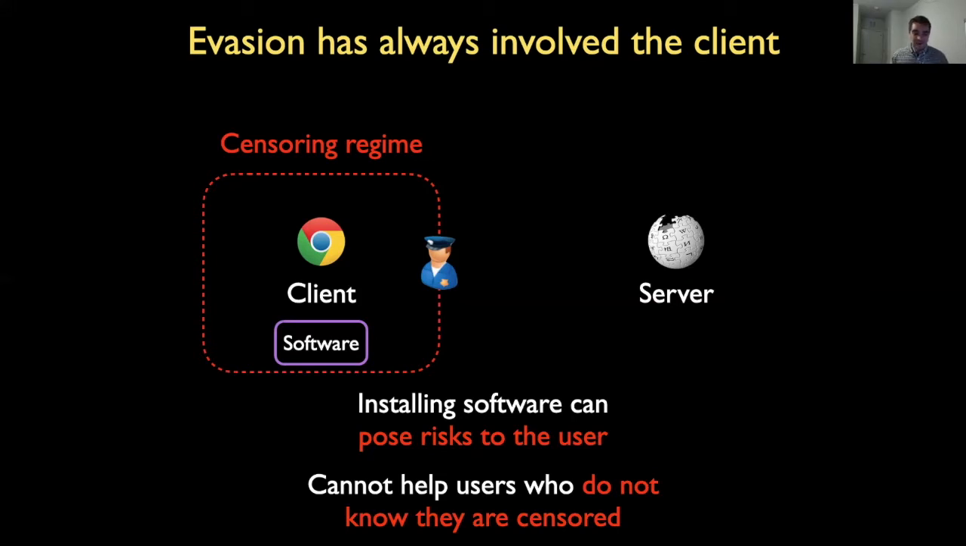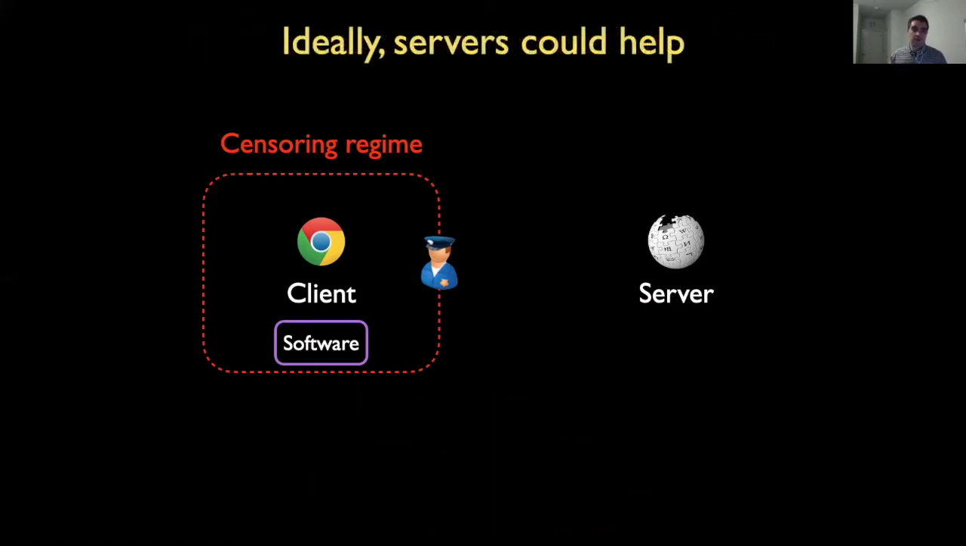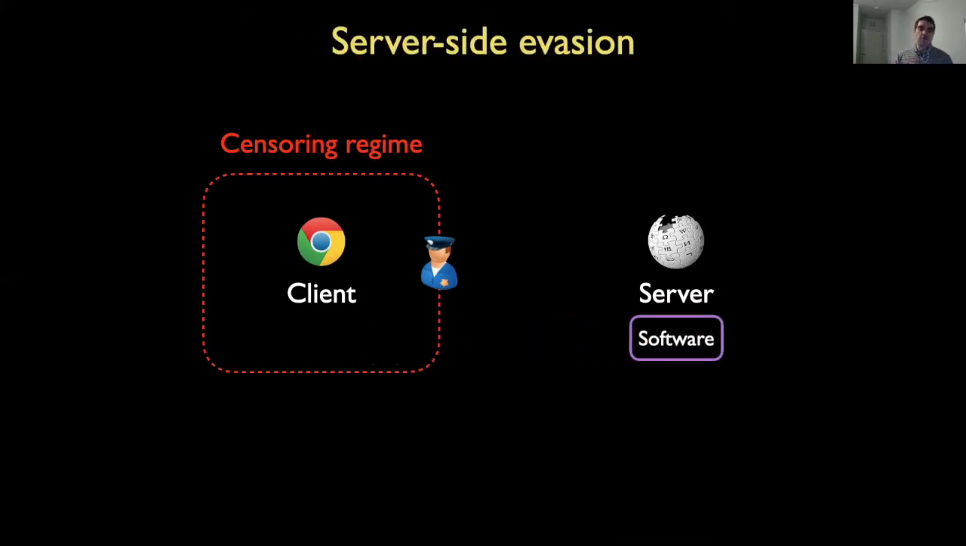Ideally, if we were to try and ameliorate these problems, the servers could help. What we're proposing is that instead of deploying software at the client and forcing clients to do these things, we could instead move the software deployment from client to server. The server would then subvert censorship on the user's behalf without the clients needing to deploy anything at all. Now, this sounds crazy, but just think about the benefits of such a system.